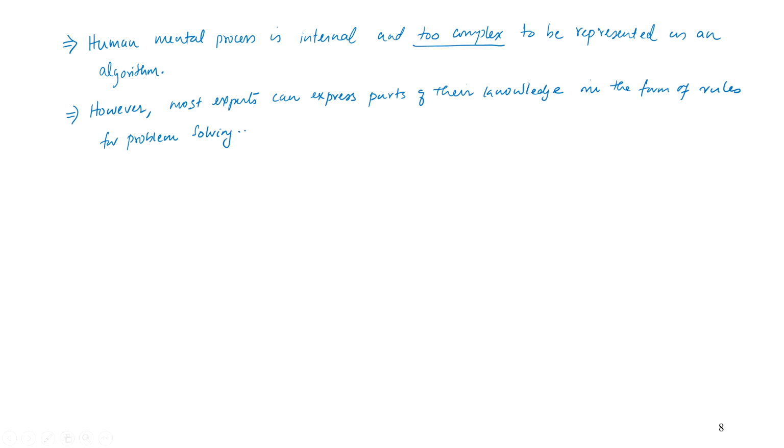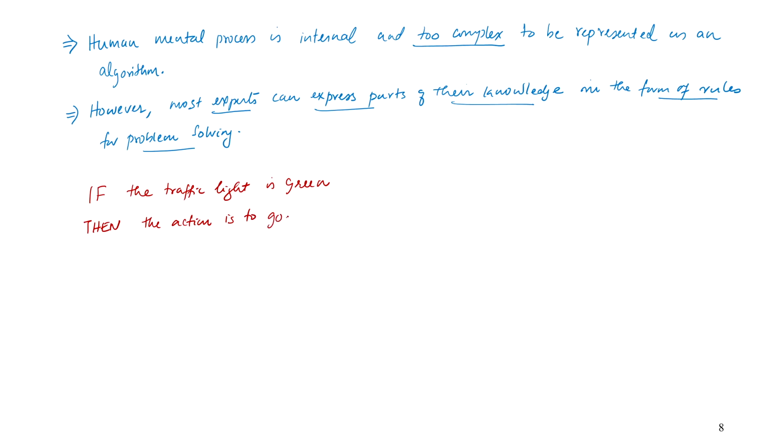Though the human internal mental process is too complex and cannot be represented as an algorithm, most experts are capable of expressing parts of their knowledge in the form of rules for solving that problem. So, let us take an example. A simple example, the traffic light: if the traffic light is green, then the action is to go. So, this is a simple way of writing a rule.